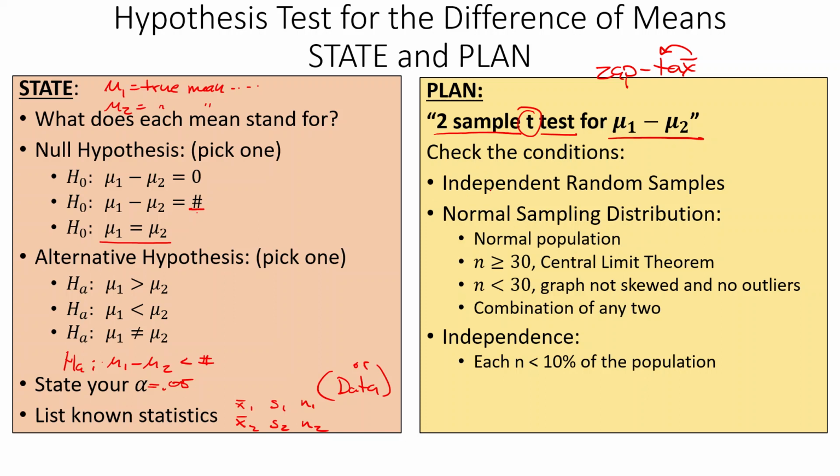All right. We need independent random samples. So usually we're coming from two different populations when we do this, so that's generally not a problem, or two different time periods, which also not a problem.